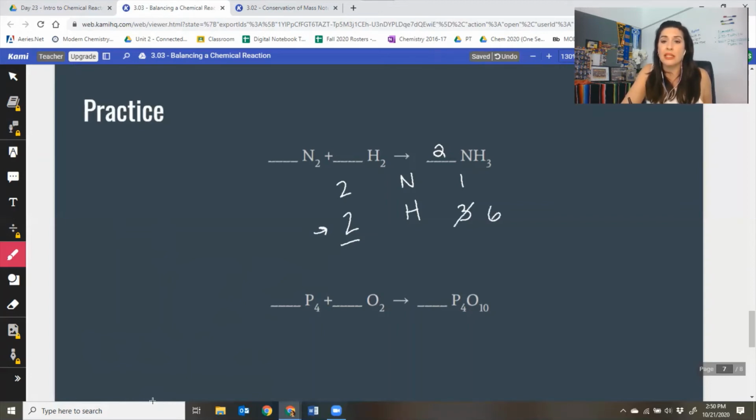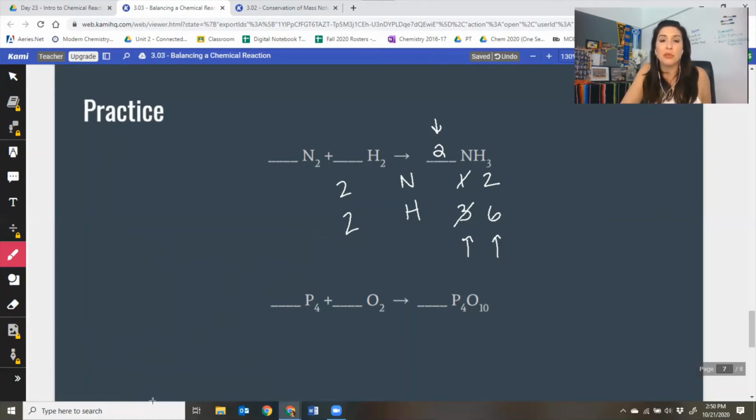2 times 3 is 6. And it makes my nitrogens have 2 nitrogens. So every time I make a change here, go ahead and edit your atomic inventory with the new updated information, and that'll help you keep track as you go.